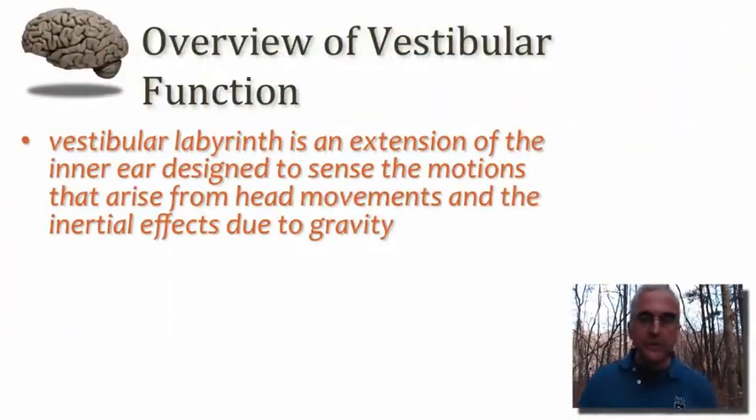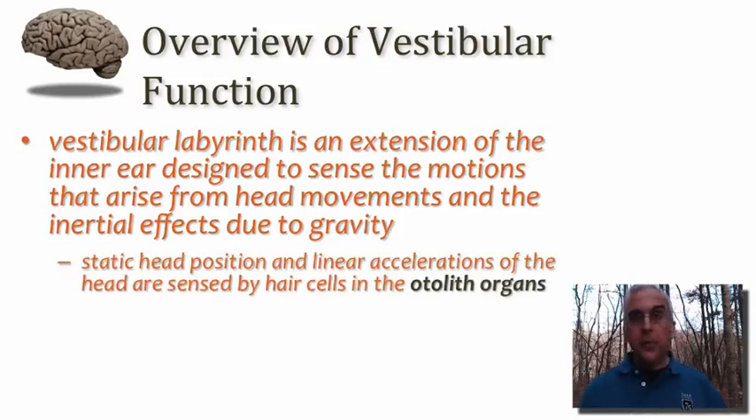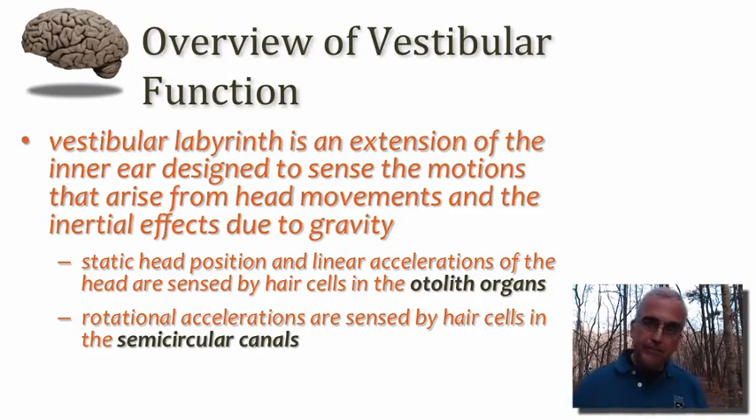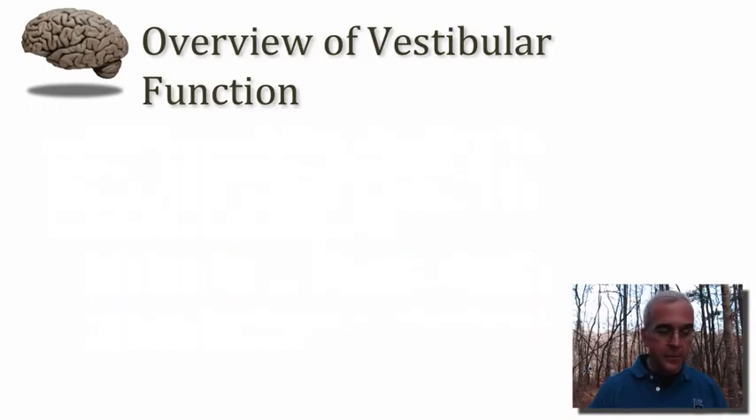So let me once again provide a brief overview of vestibular function. The vestibular labyrinth is an extension of the inner ear that's designed to sense the motions that arise from head movements and the inertial effects due to gravity. There are really two parts to this vestibular system. There are the otolith organs, and these sense static head position and linear accelerations of the head. Then there are the semicircular canals, and the canals sense rotational accelerations, and within both kinds of membranous organs, there are hair cells, and the deflection of the stereocilia of these hair cells is what accomplishes sensory transduction in these different divisions of the vestibular labyrinth.